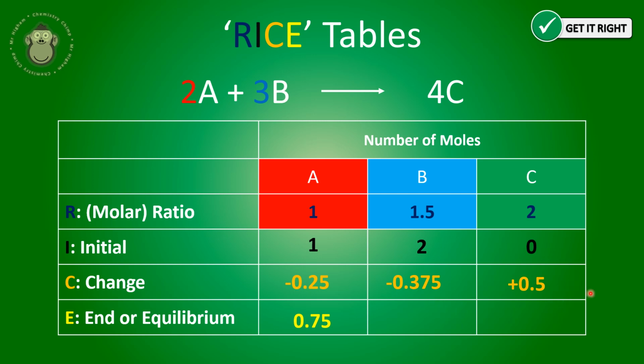And then the rest of the table, you just complete the calculations as normal. So 2 minus 0.375 is obviously 1.625. And then for C, we go from 0 and we add 0.5, so we end up with 0.5.